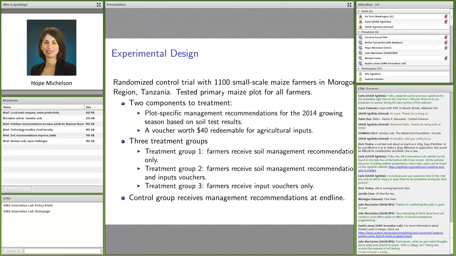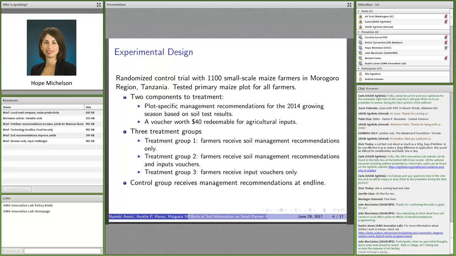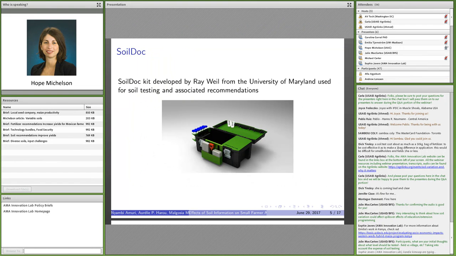So we took those two components of the treatment, and we have three treatment arms. Farmers either received the soil management recommendations, received the management recommendations and the voucher, or only got the voucher. So you can think about that as information only, information plus liquidity, or liquidity only. And then we had a control group, both within the villages and also in separate control villages, so you can look at spillovers. We tested their plots as well, but they received the recommendations at endline, so you can see what happens to folks that did get those things versus the people that didn't.